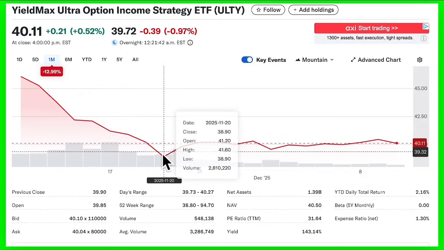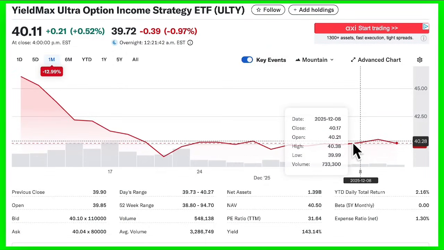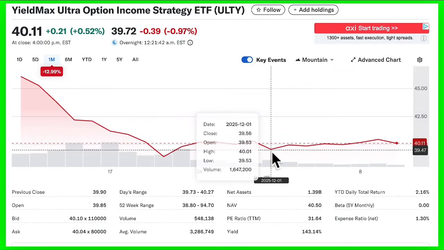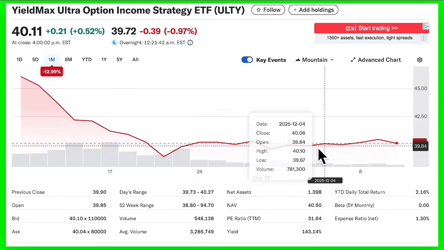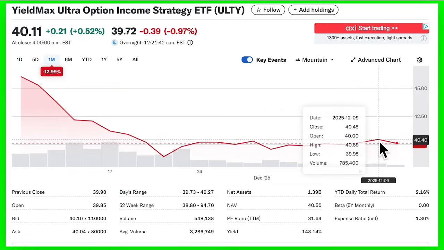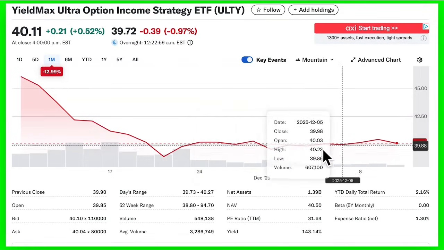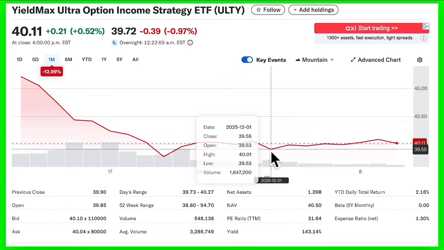This is before the reverse split. You can see it was going down, down. And December 1st, when the reverse split took effect, it was around 39.55, 39.56. That was the price. And since then, as you can see here, it kind of stabilized. It's almost flat. It has been between 39 to the highest 40s, but it hasn't gone down below 39. So this is a really good sign for ULTY.